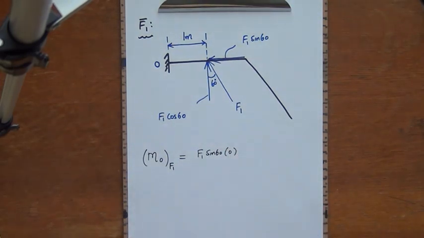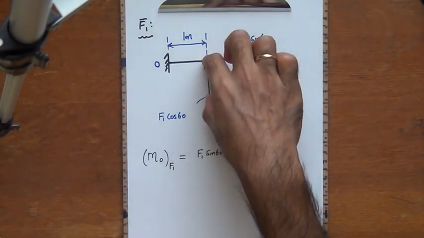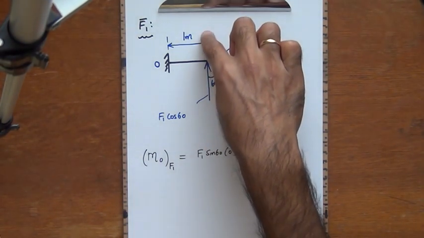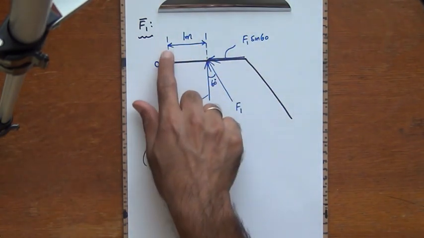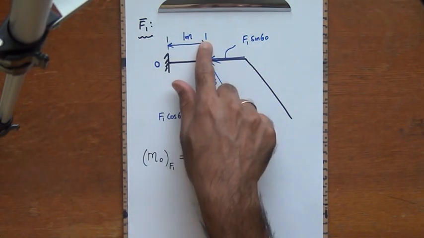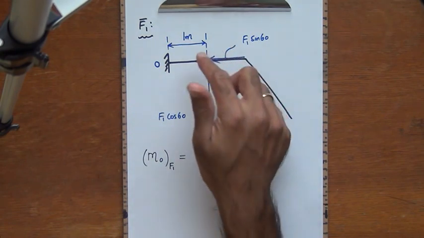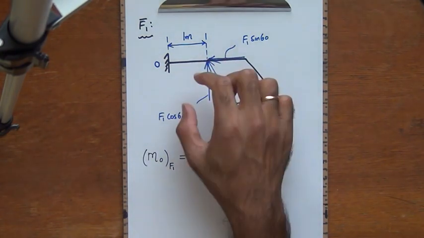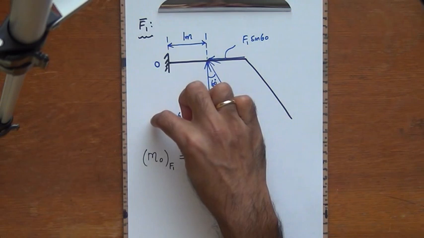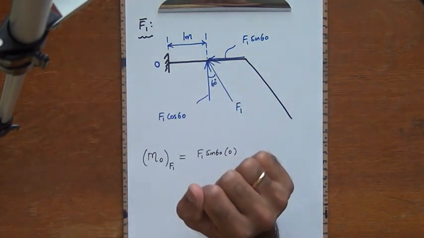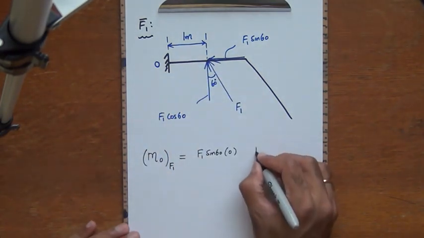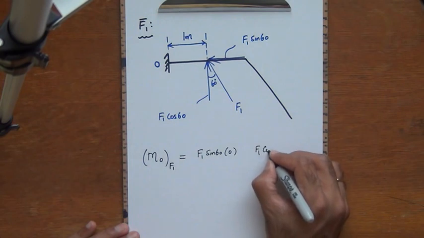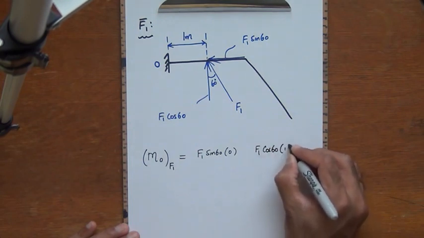And then I'm going to look at F1 cosine 60. This is the line of action of F1 cosine 60. You see there is a line parallel to F1 cosine 60, and the distance between these two parallel lines, which is obviously going to be a perpendicular line, is 1 meter. Which means that the moment arm for F1 cosine 60 is 1 meter. And how do I find the moment? It's going to be the magnitude of the force times the perpendicular distance. So this is going to be F1 times cosine 60 times 1.